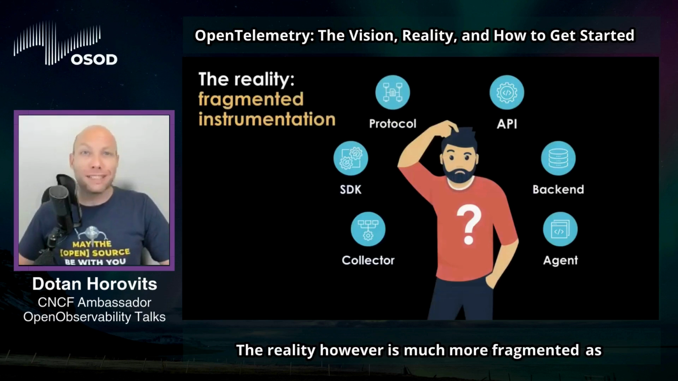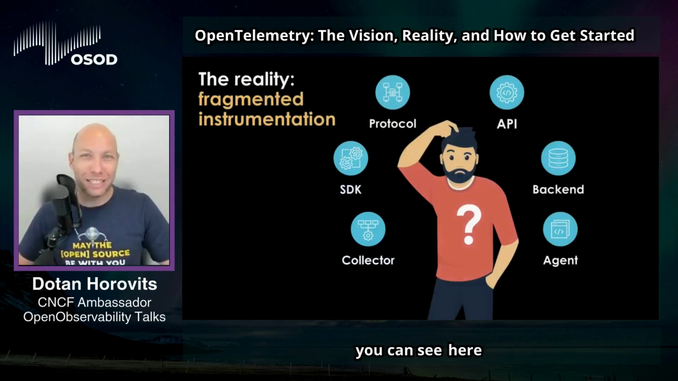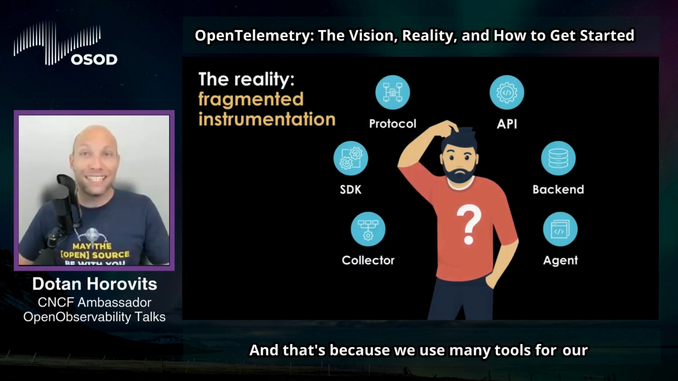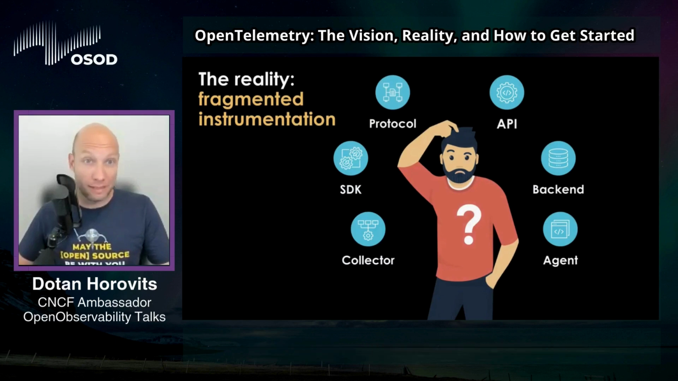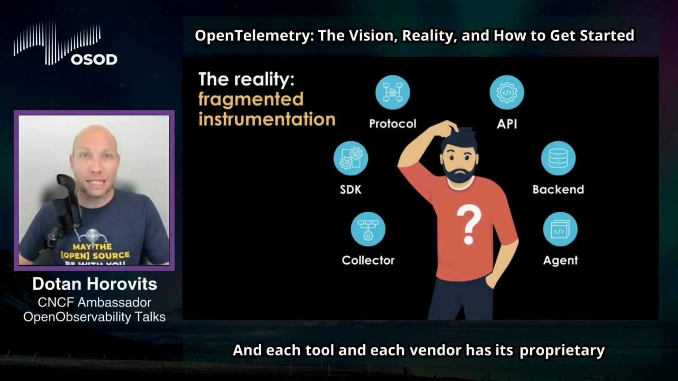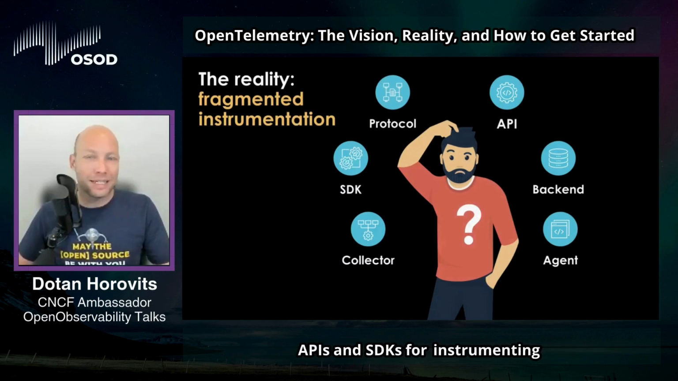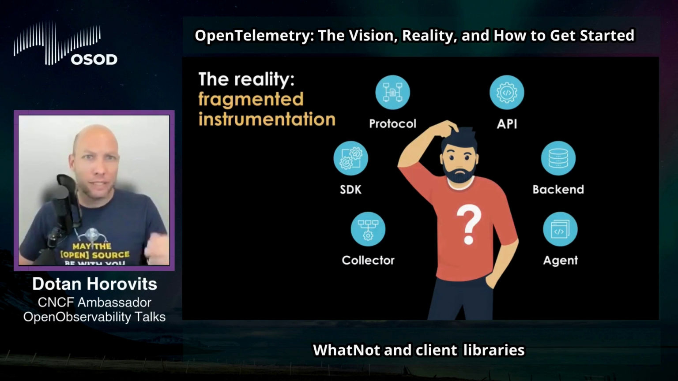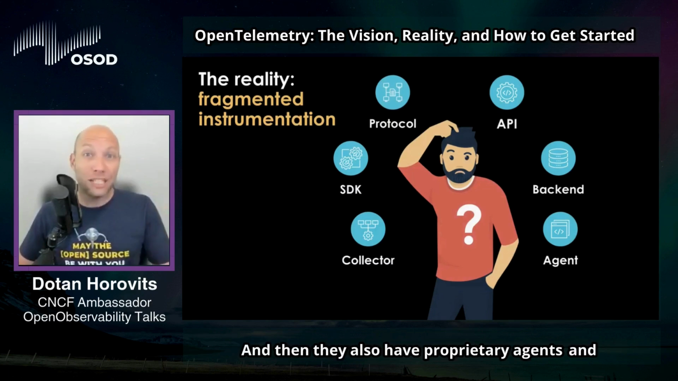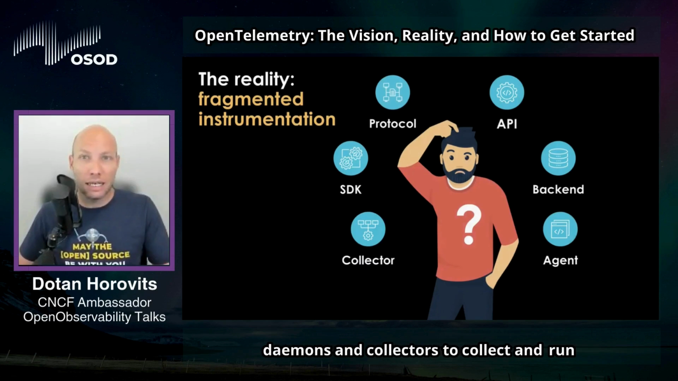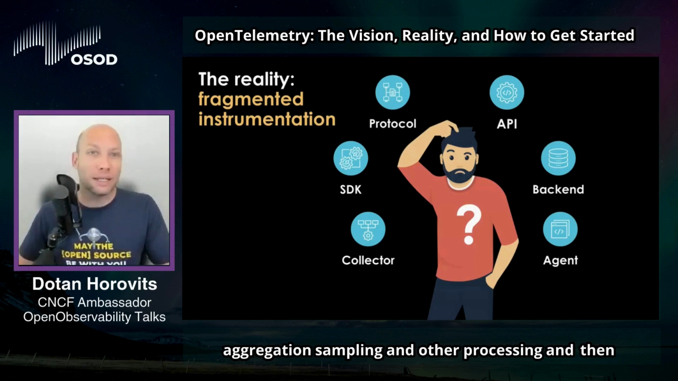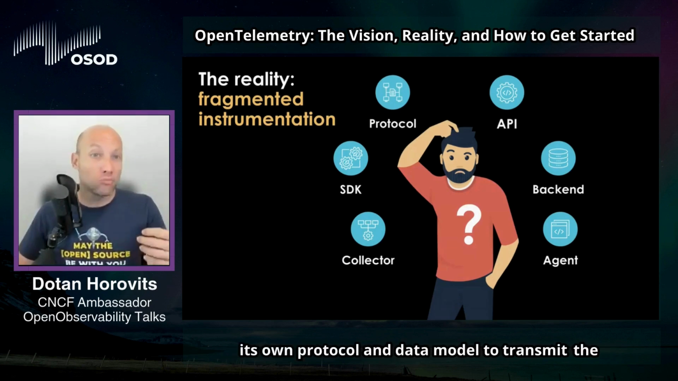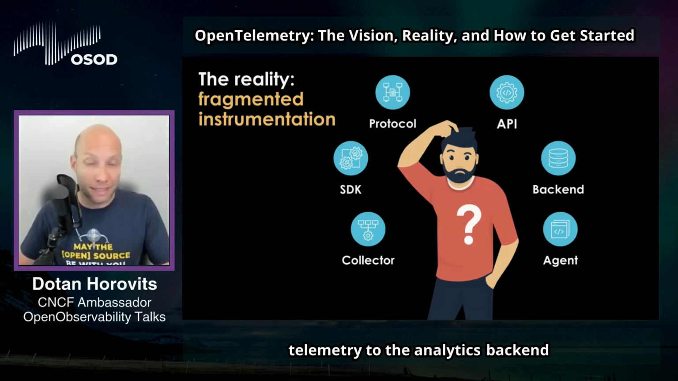The reality, however, is much more fragmented, as you can see here. And that's because we use many tools for our observability. And each tool and each vendor has its proprietary APIs and SDKs for instrumenting. Think about your Datadog agent, Splunk, New Relic, whatnot, and client libraries. And then they also have proprietary agents and daemons and collectors to collect and run aggregation, sampling, and other processing. And then its own protocol and data model to transmit the telemetry to the analytics backend.